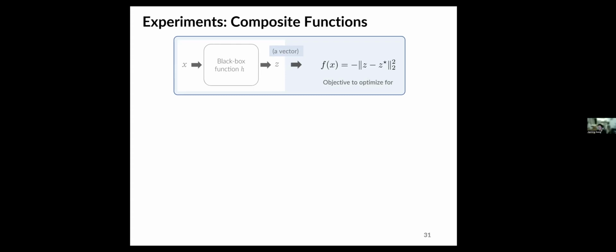So here, for example, if we have a target configuration called z star, and our black box function will give us different configurations z, then our objective to maximize is the negative distance between z and z star. So we are basically trying to find the z that has the minimum Euclidean distance with z star. And here we have the black box function give us a vector.